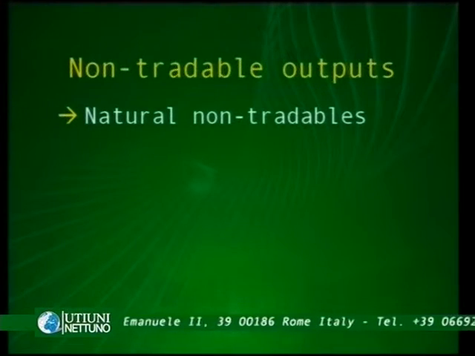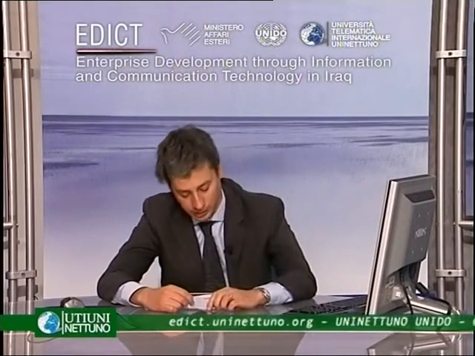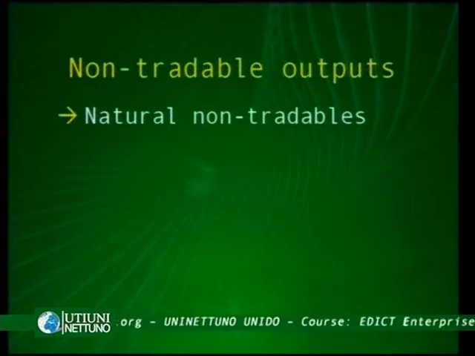So now let's look at non-tradable outputs and non-tradable inputs. So far we have seen traded inputs and outputs, and we have seen that in these cases we can apply the border prices. It's the only acceptable pricing basis. Then we have analyzed tradable inputs and outputs, and we have seen that here we have a problem of choosing between domestic price and border price. Now we have the last category of relevant inputs and outputs, that is the non-tradable inputs and outputs.